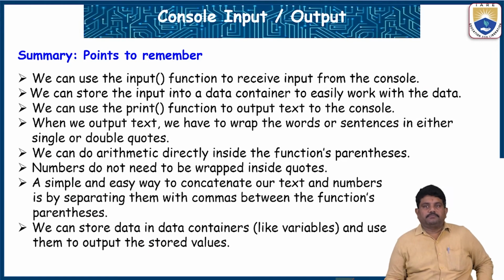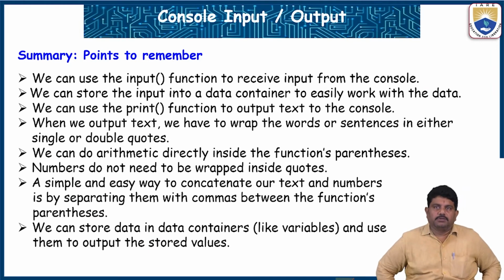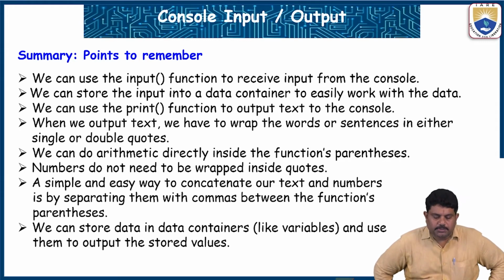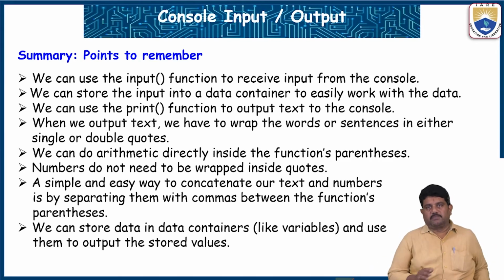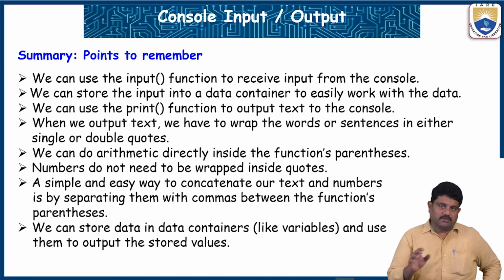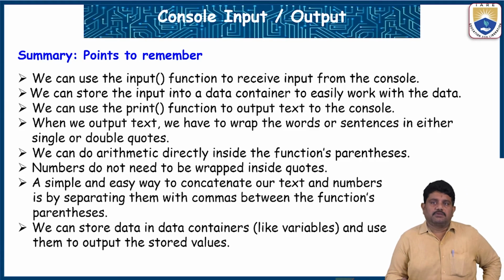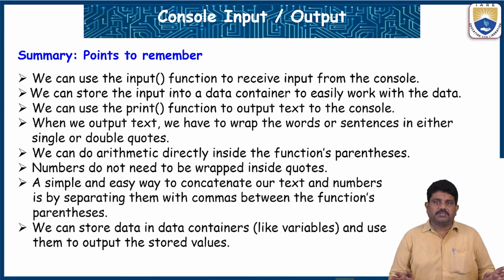Summary points to remember regarding input and output. We can use the input function to receive input from the console. We can store the input into data containers to easily work with the data. We can use the print function to output text to the console. When we output text, we have to wrap the words or sentences in either single or double quotes. We can use either; we have seen examples. We can do arithmetic directly inside the function's parentheses. I have already given examples for that. Numbers do not need to be wrapped inside quotations. For printing numbers, there is no need for any quotations.